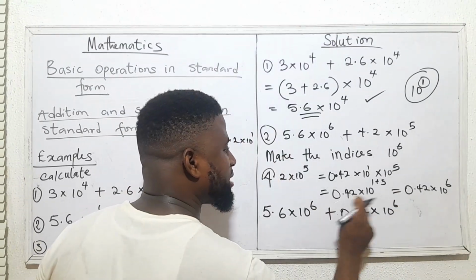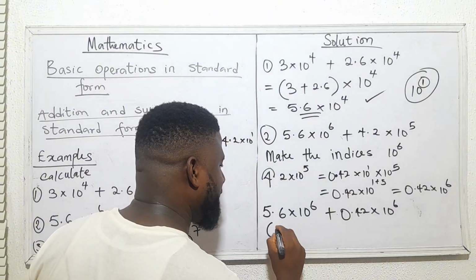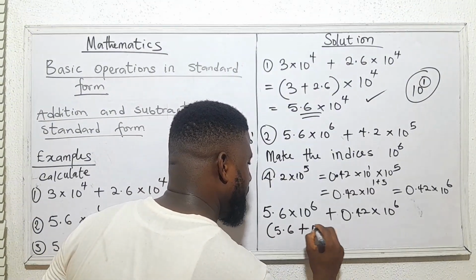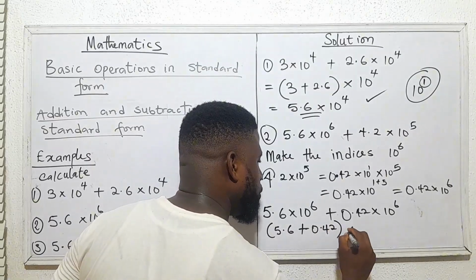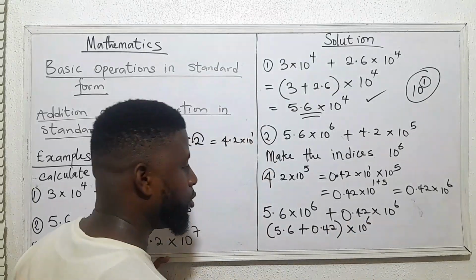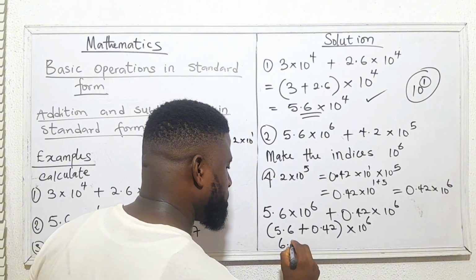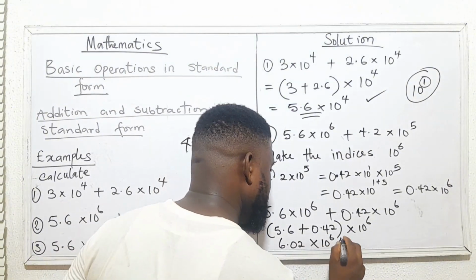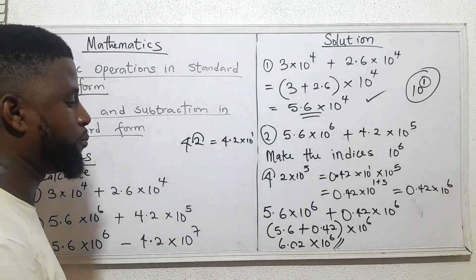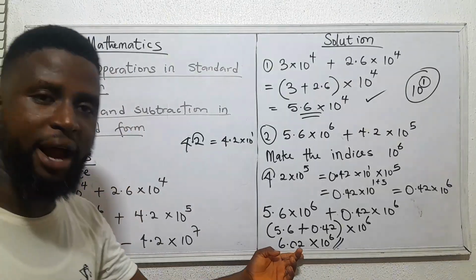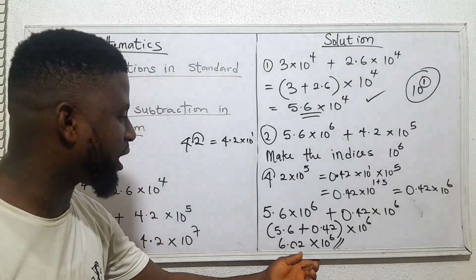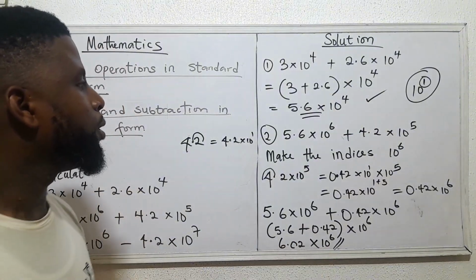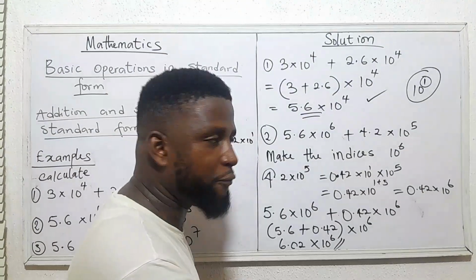Now that their indices are the same, we can go ahead and add the front numbers, right? And then we pick one of the 10 raised to power 6. This gives us 6.02, right? And then we have times 10 raised to power 6. Now, 6.02 is clearly correct standard form because it is greater than 1 and it is what? Less than 10.